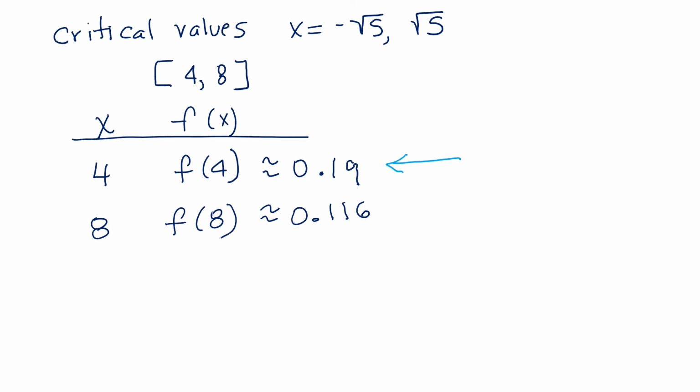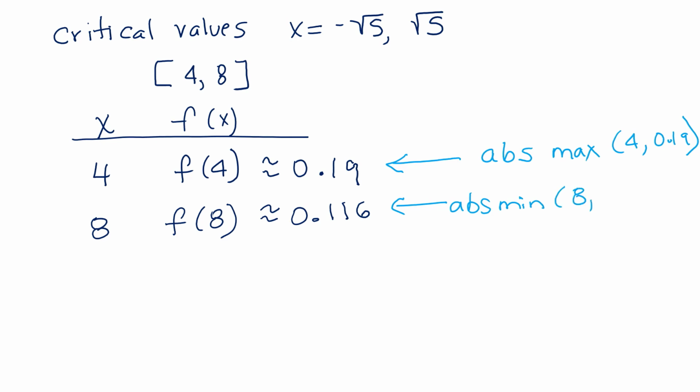0.19 is larger than 0.116. So we have an absolute max at x equals 4 of 0.19. And we have an absolute min at x equals 8 of the value 0.116.